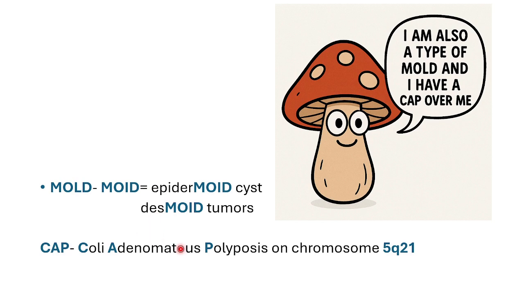Also in this slide I would like to state that the mutation here in the APC gene is on chromosome number 5q21. At the end of the video, I have a very helpful mnemonic that will help us to memorize this chromosome number. Now moving to our next slide.